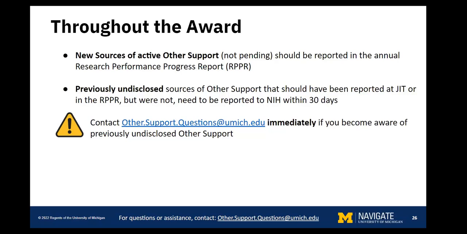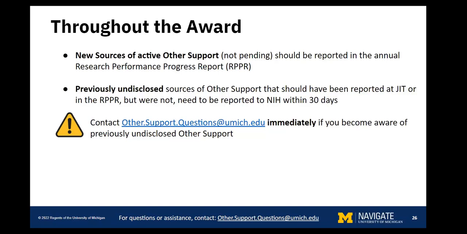Also, if you or an investigator discover that there have been previously undisclosed sources of other support that should have been reported at JIT or in an RPPR, but were not. So this is situations not where something new comes along in the course of the award and then you add it on the next RPPR.